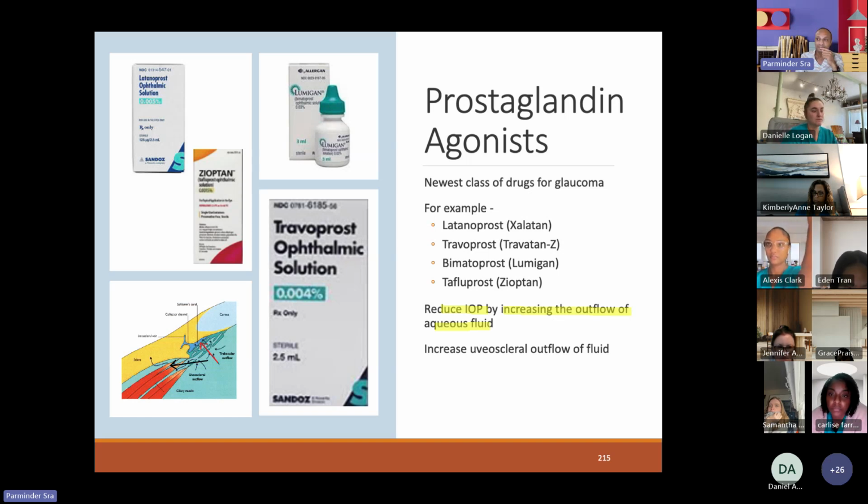Also, with long-term use of this drug, in some patients, that's actually an indication, it's sometimes used for eyelash growth: lengthening, thickening, darkening of the eyelashes, even though it's a side effect.